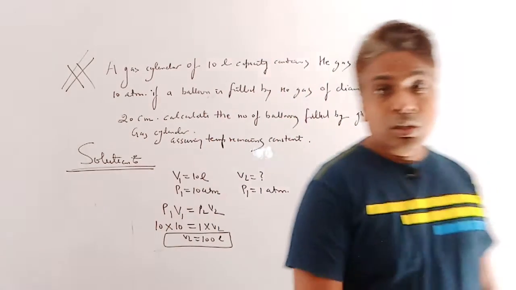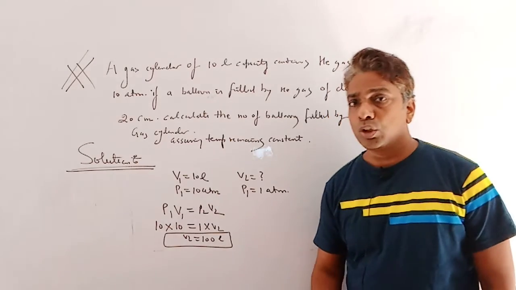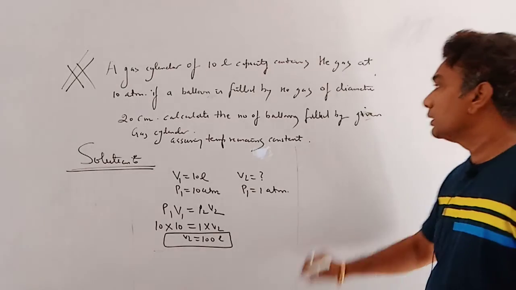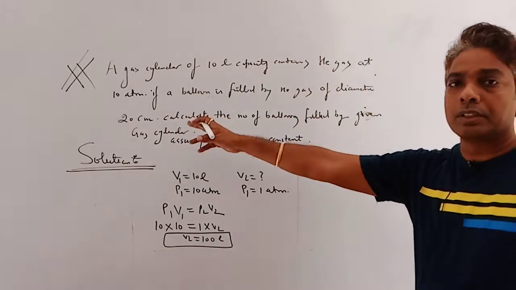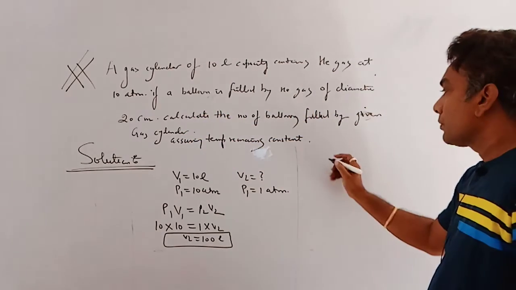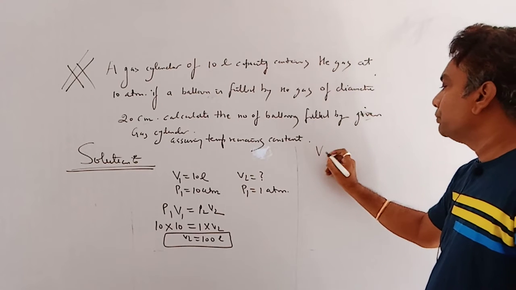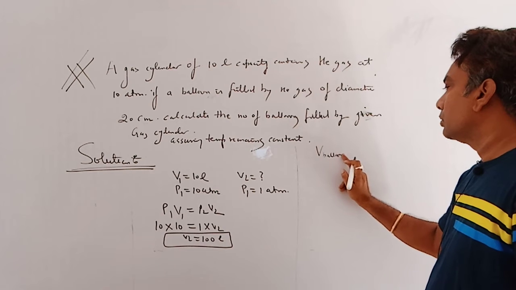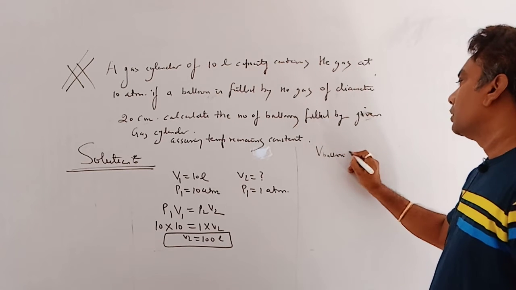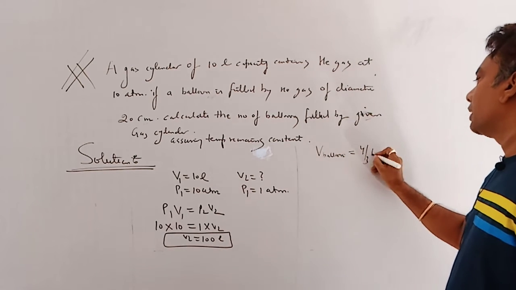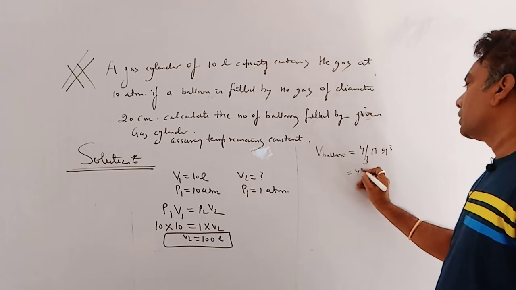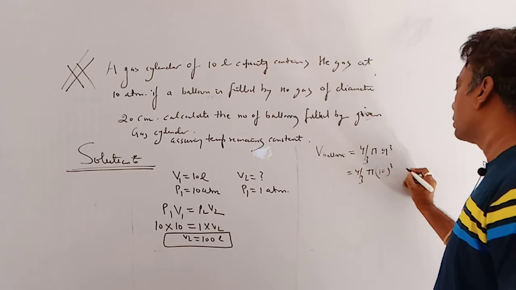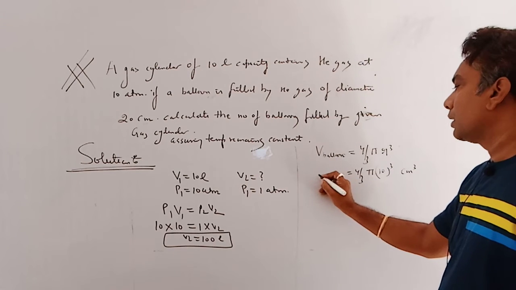Clear? Now secondly, calculate the volume of one balloon with the help of the diameter of the balloon, which is given as 20 centimeter. So here is the volume of the balloon. Volume of the balloon will be 4 by 3 pi r cube. So here is 4 by 3 pi, diameter is 20, so radius will be 10, 10 whole cube, it is in centimeter cube. Clear?